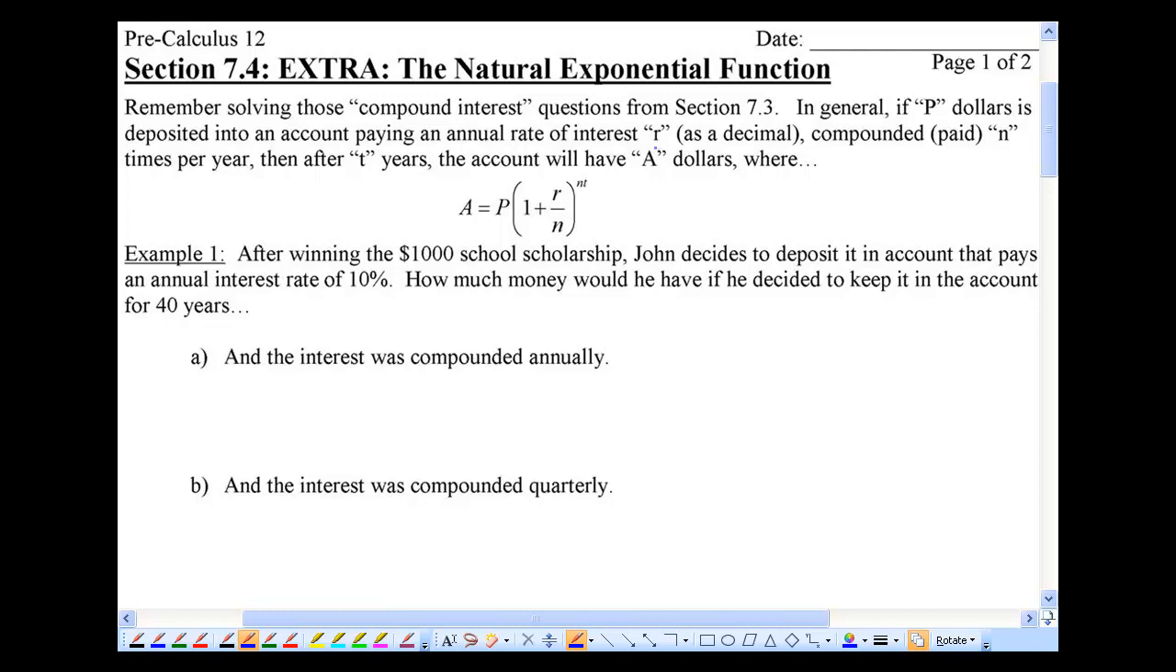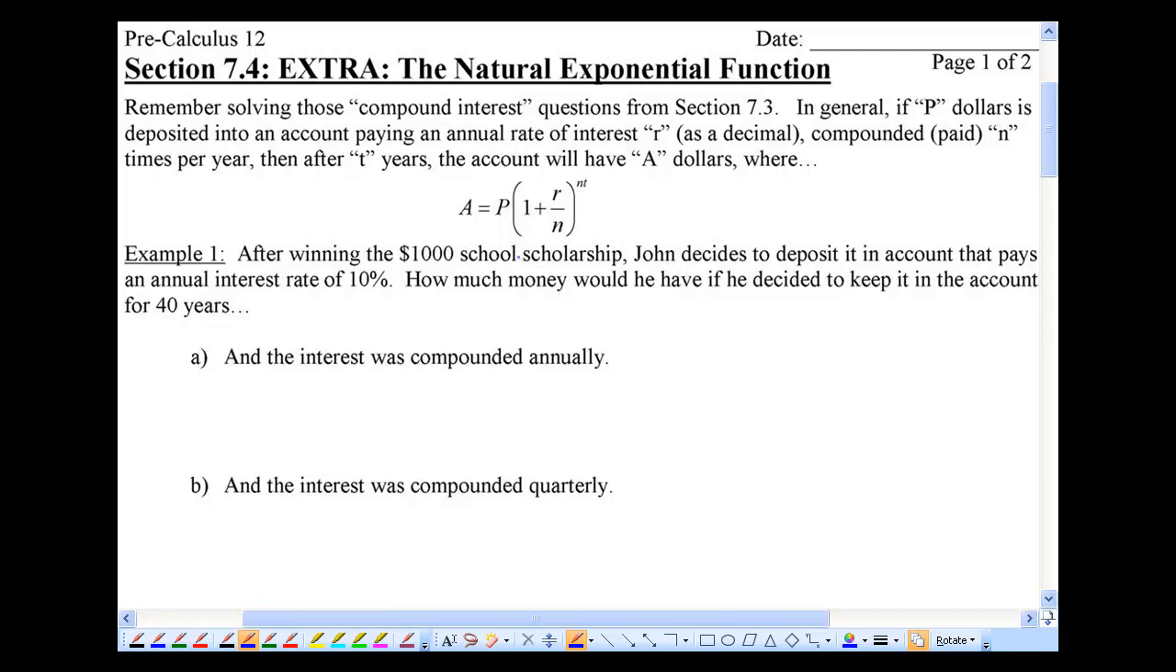And the formula that we looked at last time: A equals P times bracket 1 plus R over n, close the bracket, raised to the power of n times t. That's that compound interest formula. So, let's look at example number 1.